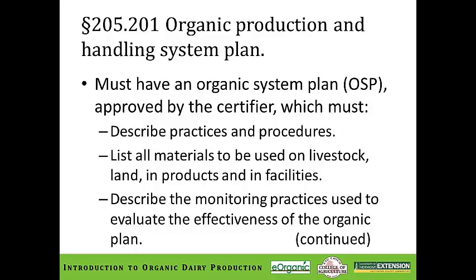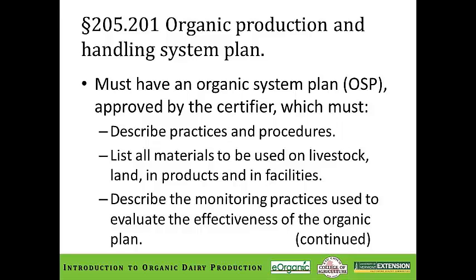205-201 details the requirement of the organic production and handling system plans. An organic system plan, or OSP, is generally referred to as the application by most farmers. It's the application that they fill out once a year and submit to their certifier. These must be approved by the certifier, and they need to detail the practices and procedures on the farm. They need to list all of the materials to be used on livestock, on the land, in products to be made, and in the facilities.